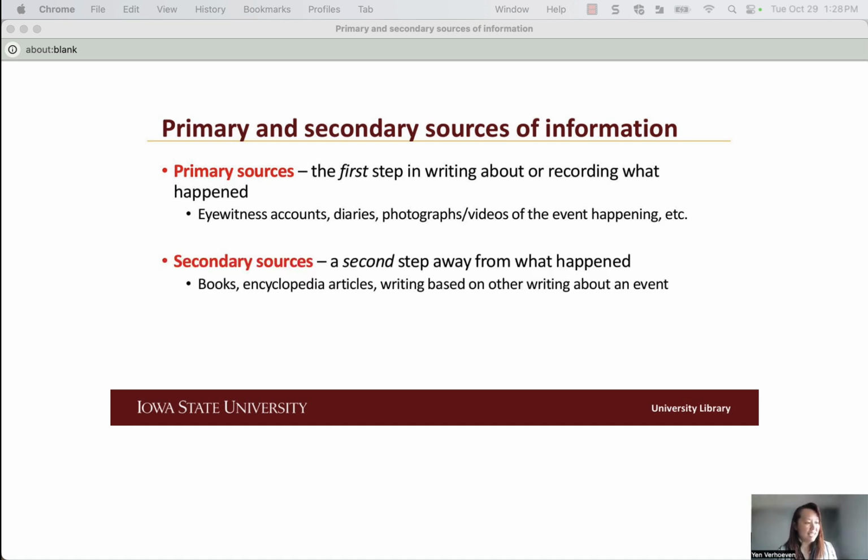Photographs and videos, secondary sources is that second step away. It occurs after, and if you remember that flow of information, the first pieces of information that happen right after an event are your primary sources. Your news articles, your social media accounts, interviews, those things, primary sources. But as you get further and further away from the event, more information emerges, more perspectives emerge. Now we're getting secondary sources that summarize these different perspectives.